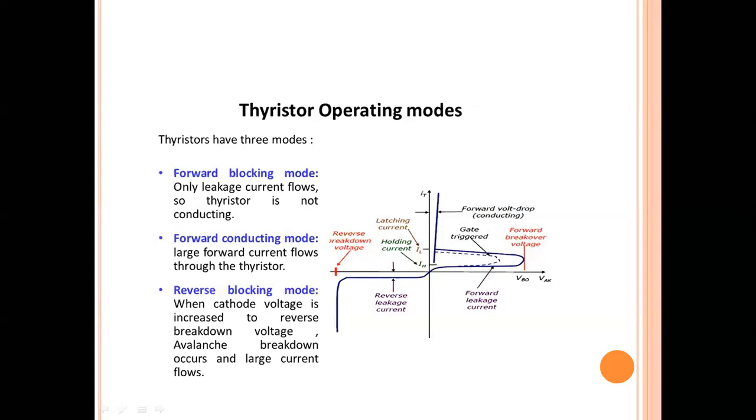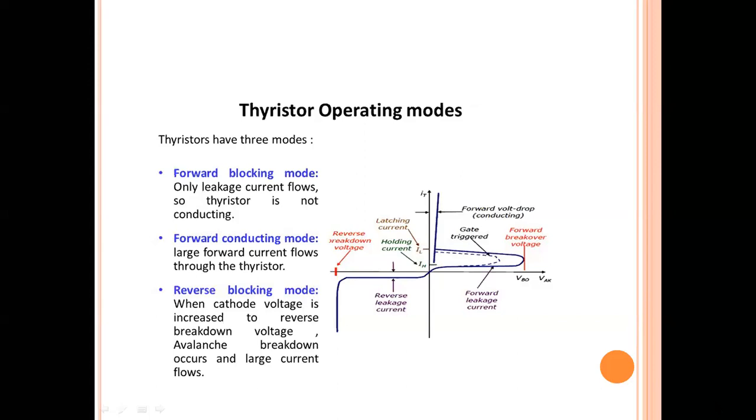Okay, so the second case, which is a reverse voltage applied across the device. So the cathode is made more positive than the anode. In this case, the device junctions J1 and J3 are reverse biased, and junction J2 is forward biased. Here you are going to have a small leakage current. The magnitude of the leakage current is represented by these particular arrows.